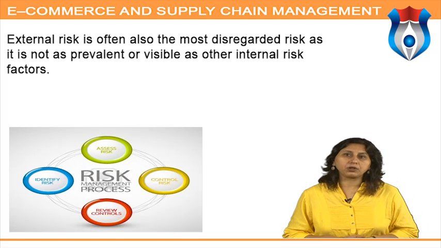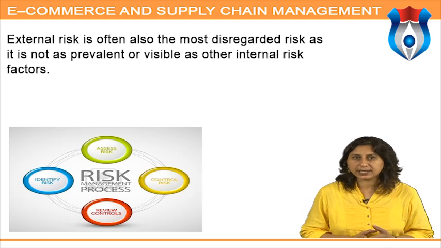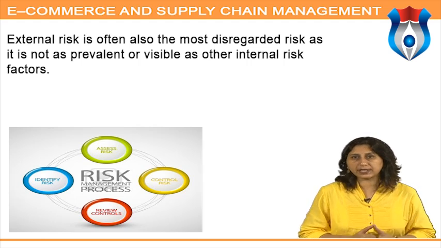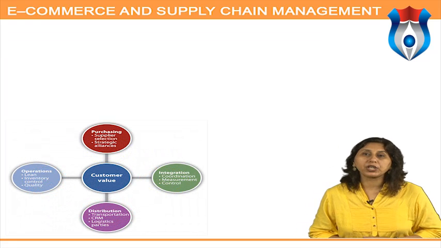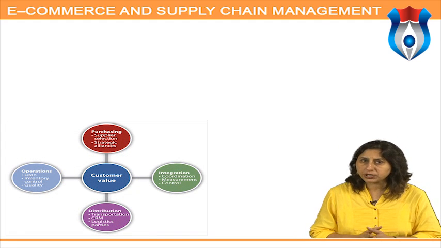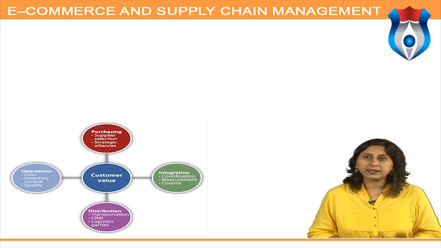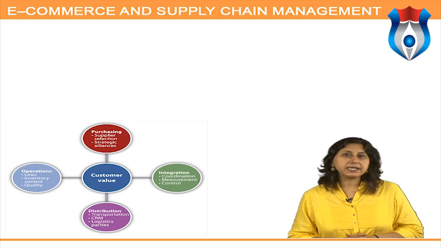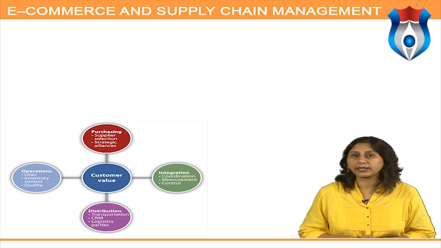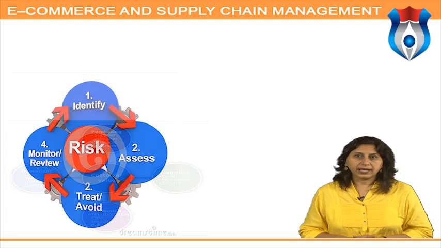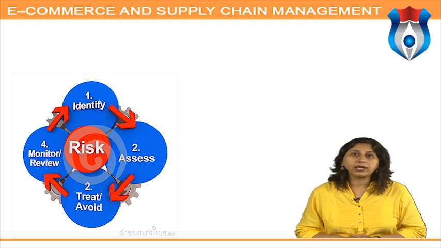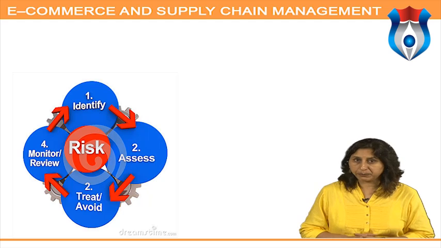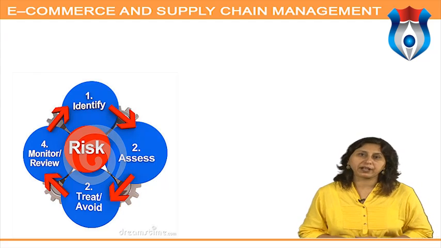External risk is often also the most disregarded risk, as it is not as prevalent or visible as other internal risk factors. Supply chain management is the function most in tune with external support groups and is able to identify potential risks as well as mitigating solutions to protect the organization's interest. Developing an effective and all-encompassing risk management strategy requires the support and input from key supply chain professionals.